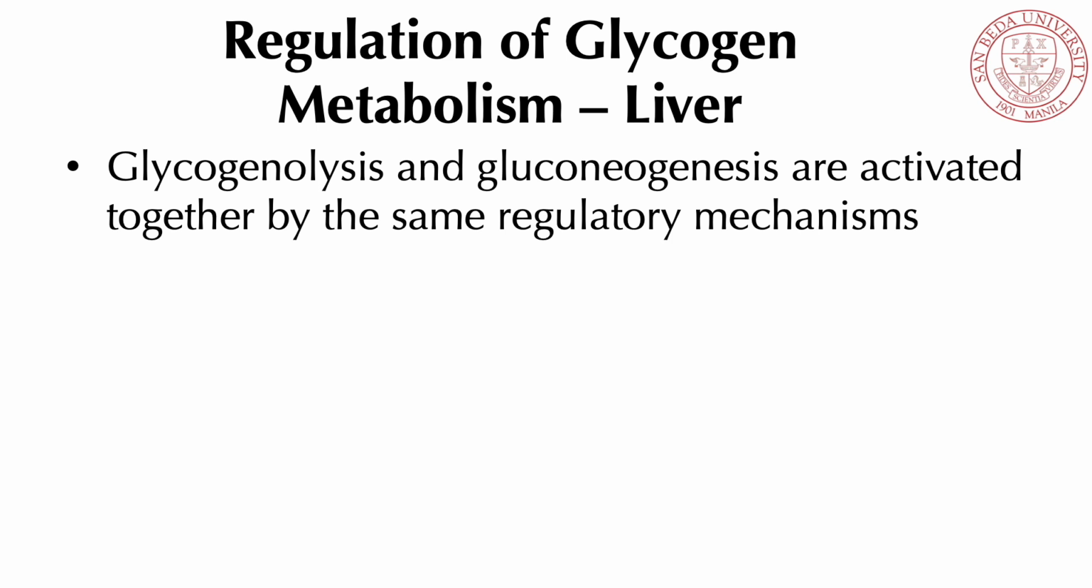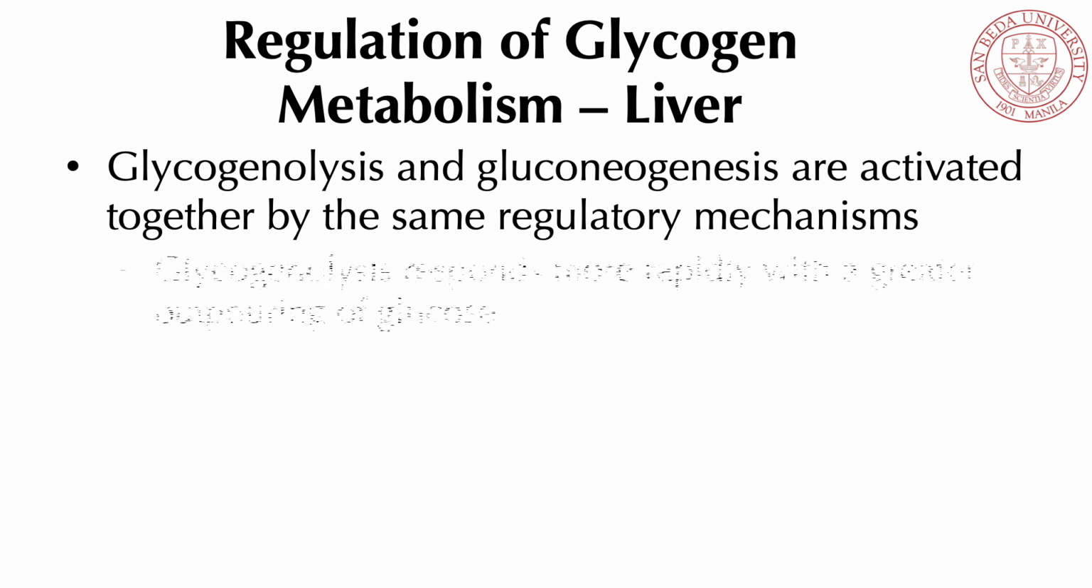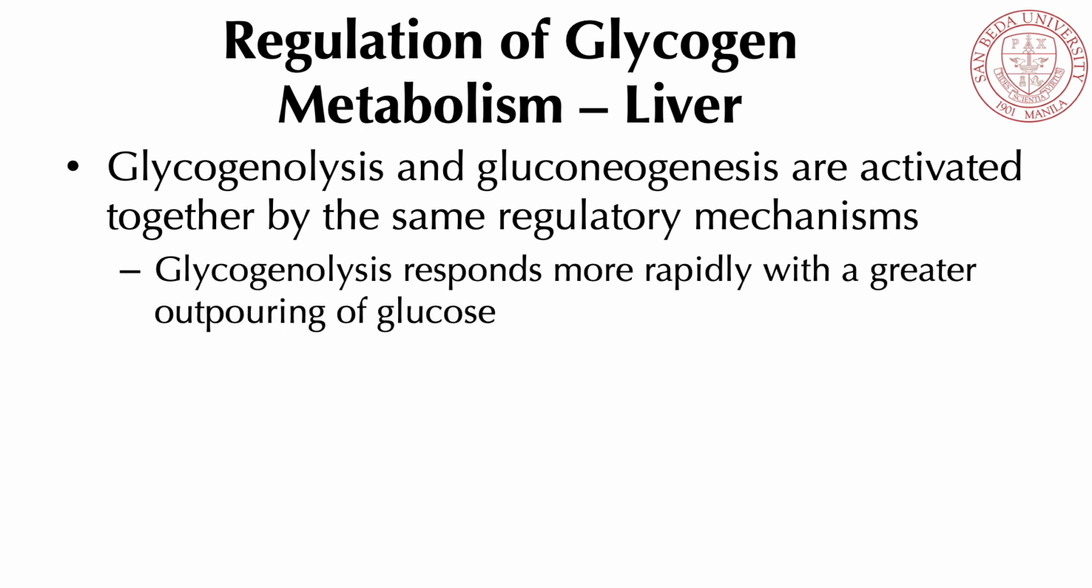Glycogenolysis and gluconeogenesis are activated together by the same regulatory mechanisms. However, relative to gluconeogenesis, glycogenolysis responds more rapidly with a greater outpouring of glucose to match the demand. So essentially, our liver glycogen stores are a rapidly rebuilt and degraded store of glucose, ever so responsive to small and rapid changes in blood glucose levels.